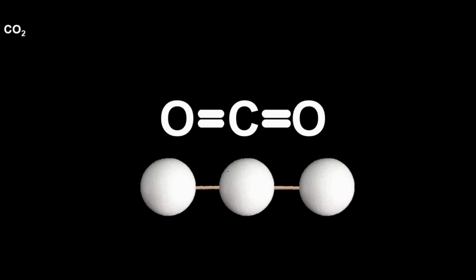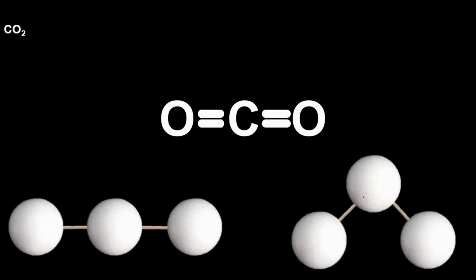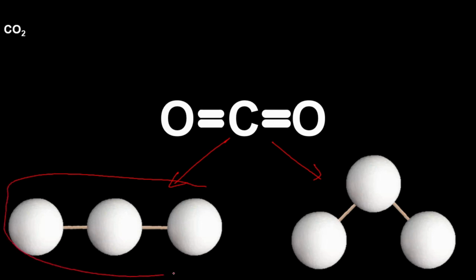Now, what's the shape of CO2? Is it a linear shaped molecule or a bent shaped molecule? Or both? CO2 can either have this one or this one. The answer is this one. This is the only possible shape for CO2, and we'll discuss why.